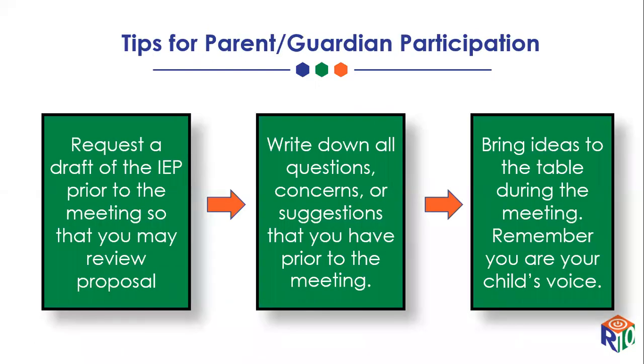Here are some tips that can help you prepare for your child's ARD meeting while developing a collaborative relationship with your school. Request a draft of the IEP prior to the meeting so you may review the proposal and make suggestions at the meeting. Write down all questions, concerns, or suggestions that you have prior to the meeting. You can share this information with your child's school. Ask questions, offer suggestions, and bring ideas to the table during the meeting. Remember, you are your child's voice.